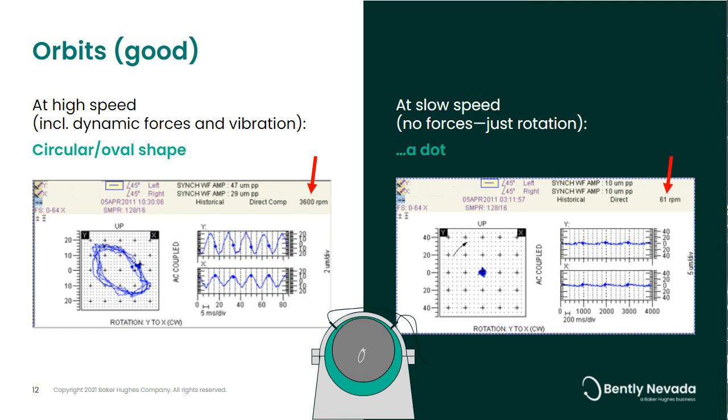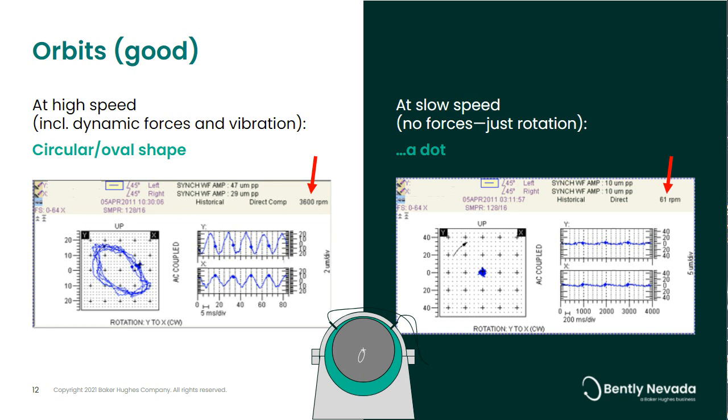And when we look at the path of the shaft center line, also known as the orbit, we look at it typically in two different conditions, at slow speed and at high speed. At slow speed, we make a couple of assumptions: that there are no dynamic forces acting on the shaft, and that the shaft is just rotating about its center line. And when the shaft surface and everything looks good, ideally what we'll see is just a dot like we see here.